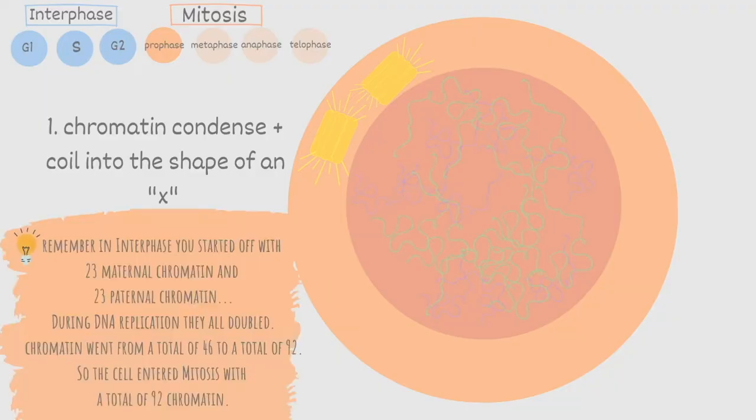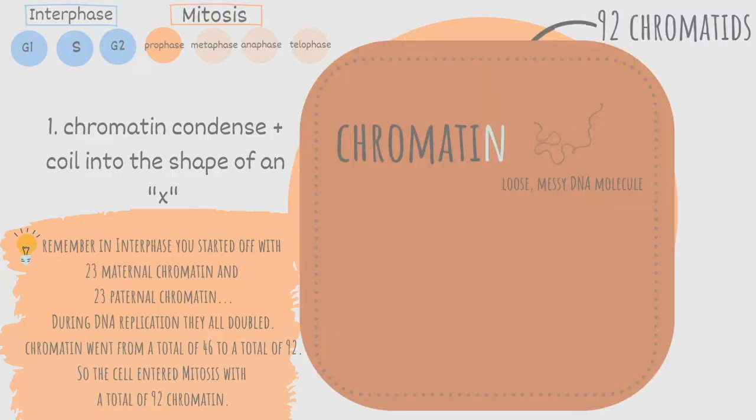As a side note, remember, in interphase, you started off with 23 maternal chromatin and 23 paternal chromatin. During DNA replication, they all doubled. Chromatin went from a total of 46 to a total of 92. So this cell that entered mitosis entered with 92 chromatin. Also, there is a difference between chromatin and chromatid. Chromatin is referring to a DNA molecule when it is loose, messy, and the DNA itself is unrecognizable. Chromatid, however, is when this same DNA molecule is more structured. So chromatin makes up chromatids.